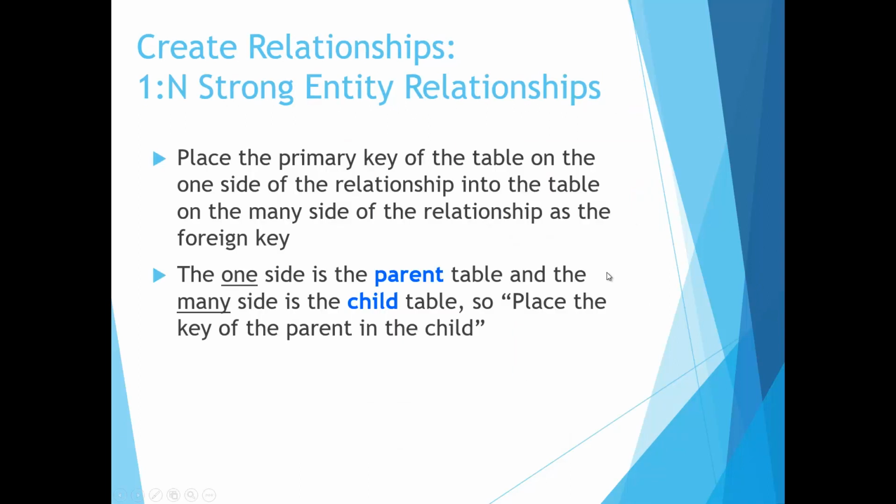To create a one-to-many strong entity relationship, we place the primary key of the table on the one side of the relation into the table on the many side of the relationship as the foreign key. The one side is the parent table and the many side is the child table. So basically place the primary key of the parent as a foreign key in the child.